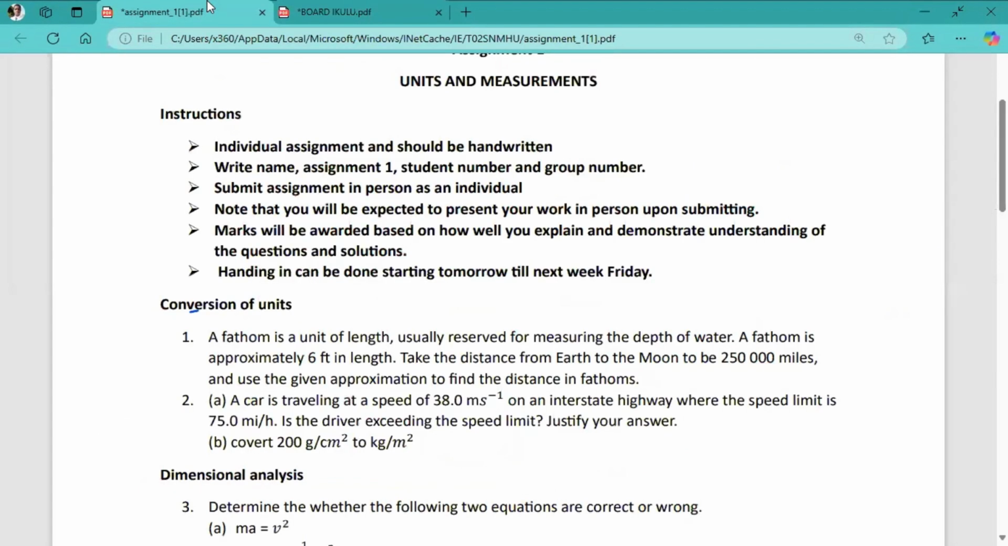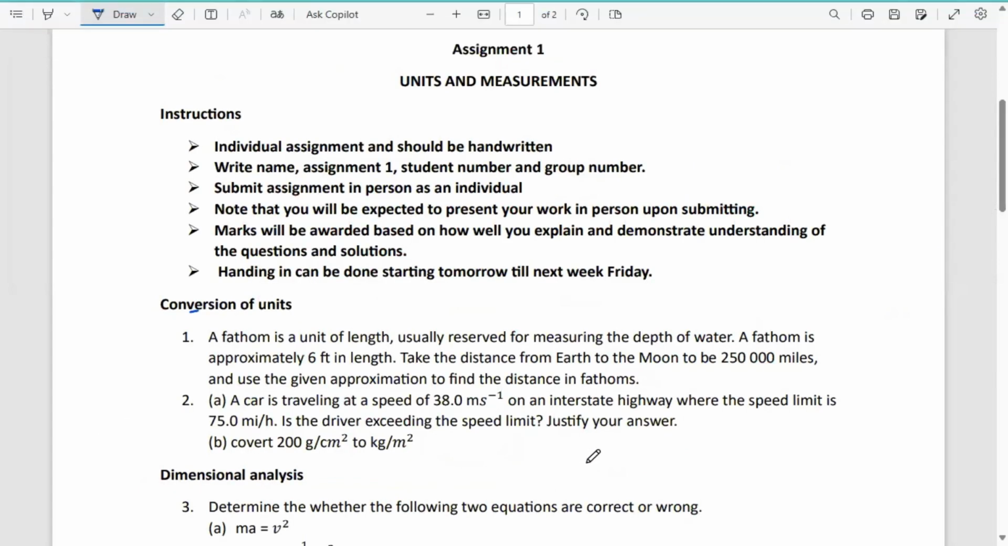We can go to the second question. It says a car is traveling at a speed of 38 meters per second on an interstate highway where the speed limit is 75 miles per hour. Is the driver exceeding the speed limit? Justify your answer. That is part A. So how are we going to justify our answer?